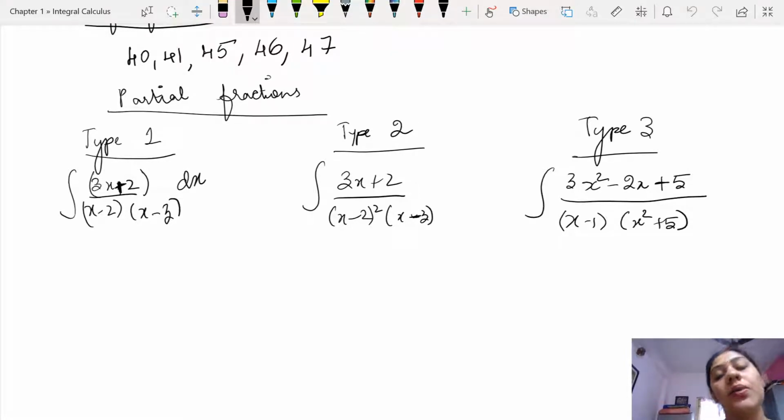In this lecture we are going to do three types of functions. The first function looks like this. This is called type 1. It is (3x + 2) divided by (x - 2)(x - 3).